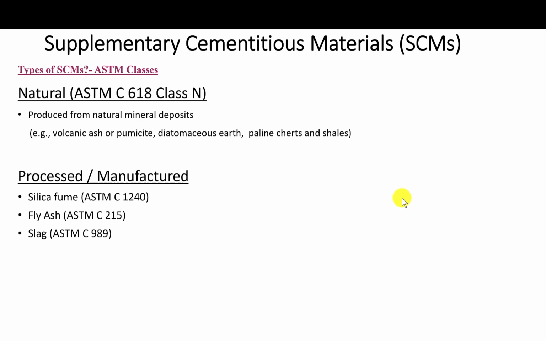We have the processed manufactured SCMs or pozzolans, such as silica fume according to ASTM C1240, fly ash according to ASTM C618, and the slag, which is actually not exactly a pozzolanic material because it has some cementitious capabilities. This one is according to ASTM C989.